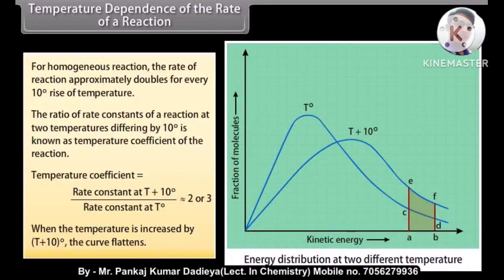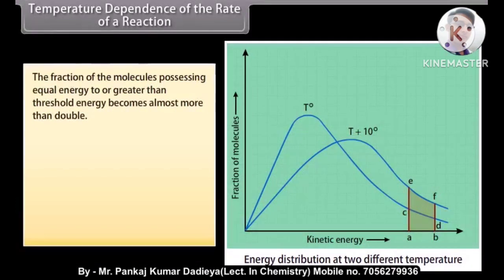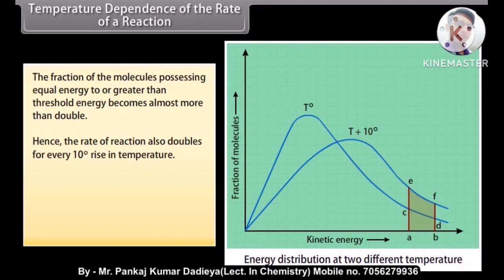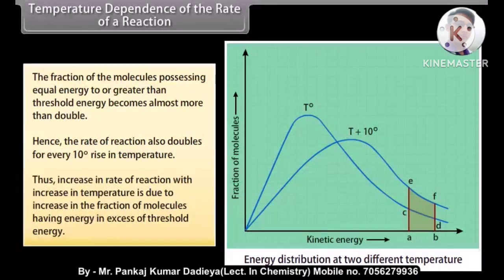Now the shaded area ABEF represents fraction of molecules having greater energy than threshold energy. The area ABEF is more than double the area ABCD. The fraction of the molecules possessing energy equal to or greater than threshold energy becomes almost more than double. Hence, the rate of the reaction also doubles for every 10 degrees rise in temperature. Thus, increase in the rate of reaction with increase in temperature is due to an increase in the fraction of molecules having energy in excess of threshold energy.